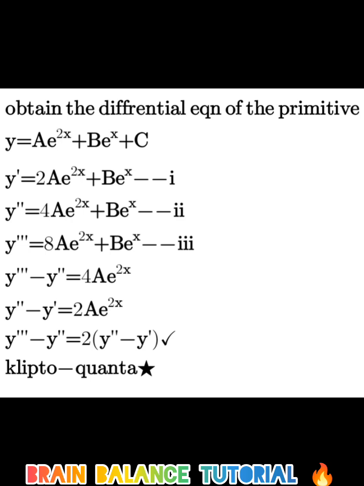And as you can see, if we say the third differentiation minus the second differentiation, it would give us 4a e raised to power 2x. And if we could break it down, we could say that second differentiation minus the first differentiation would give us 2a e raised to power 2x. So which we could easily say that the third differentiation minus the second differentiation can be equals to 2 into bracket the second differentiation minus the first differentiation.